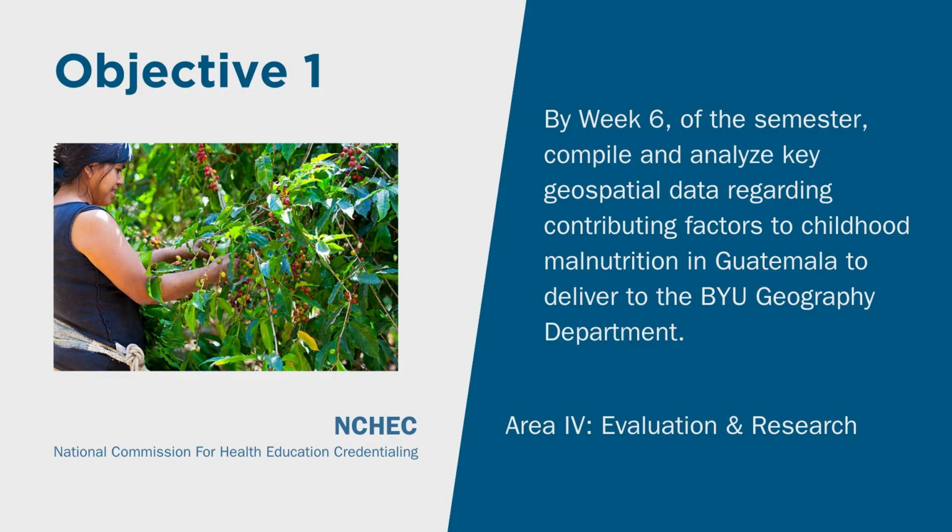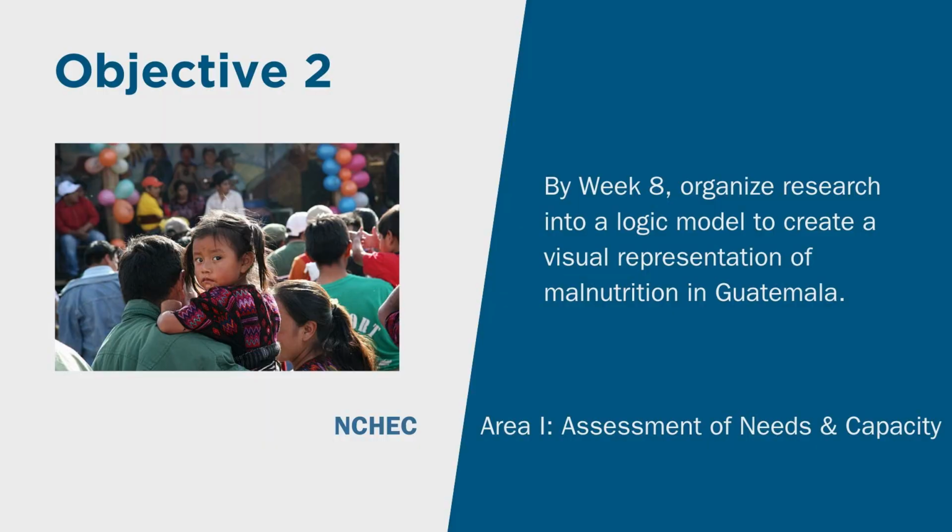We felt that this objective lined up well with Area 4 of the National Commission for Health Education Credentialing, or NCHEC, competencies, which is evaluation and research. The second NCHEC area of responsibility that we identified as important to the project was Area 1, Assessment of Needs and Capacity. We had 2 SMART objectives linked to this area.